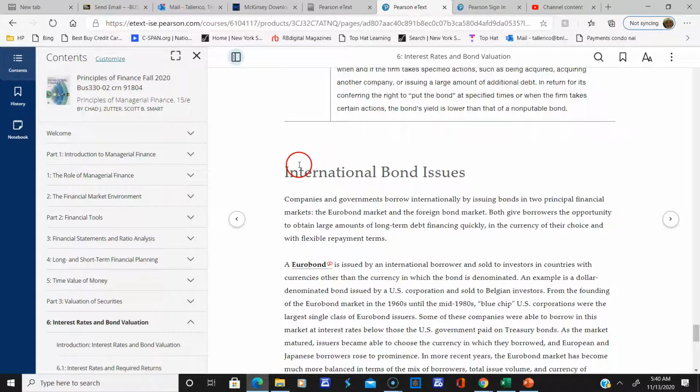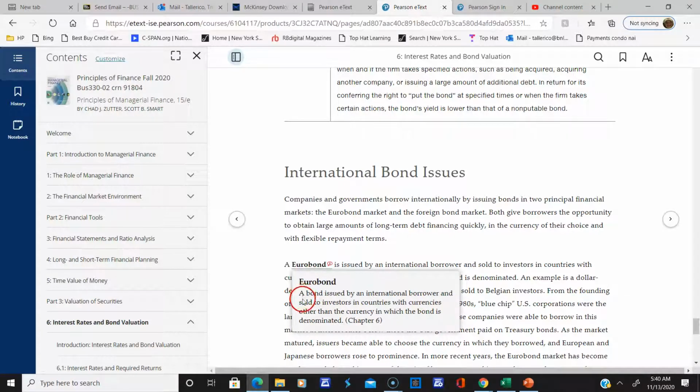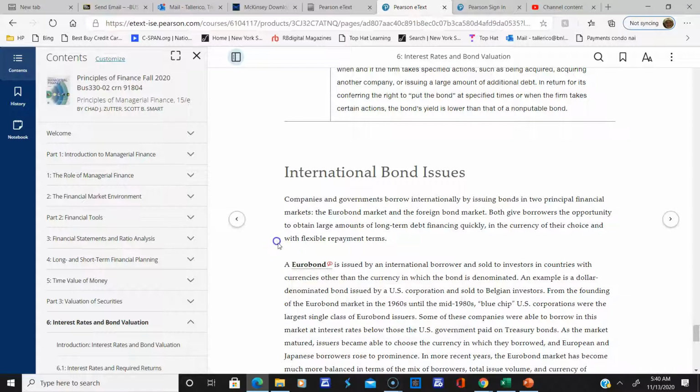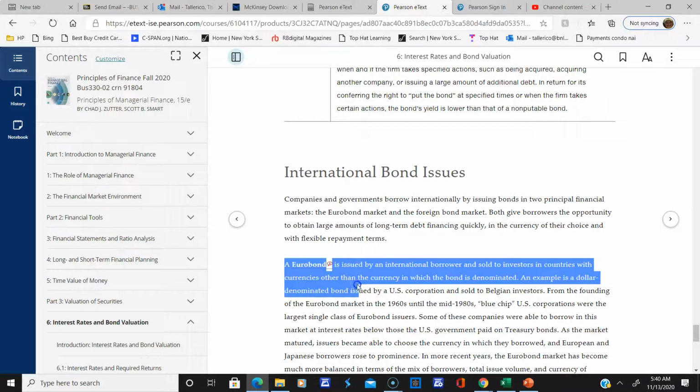And here's a nice section on you can do international bonds, and they define here a Eurobond. A Eurobond is a bond issued by an international borrower and sold to investors in countries with currencies other than the currency in which the bond is denominated. So that's an important statement, right? So that's the difference in a bond, okay?